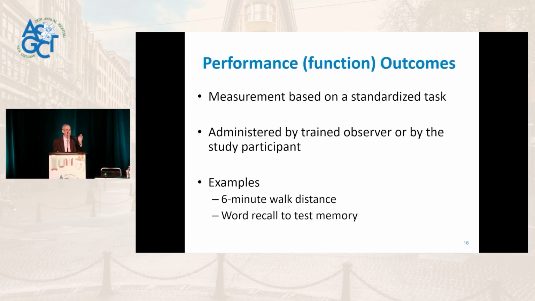In addition to patient-reported outcomes and biomarkers and surrogate endpoints, I want to mention performance or functional outcomes. These are very popular as outcome measures in clinical trials, and these are generally based on performance of a standardized task, often administered by a trained observer. Examples, a 6-minute walk test. You ask the patient to walk for 6 minutes and just measure how far they could walk and see if that changes as the disease changes.